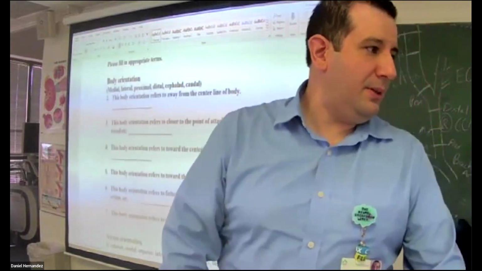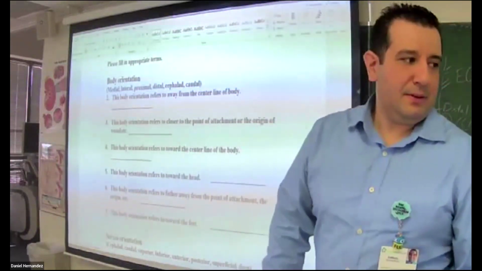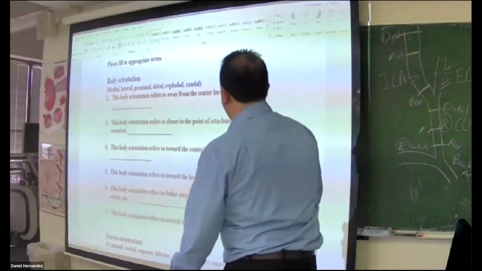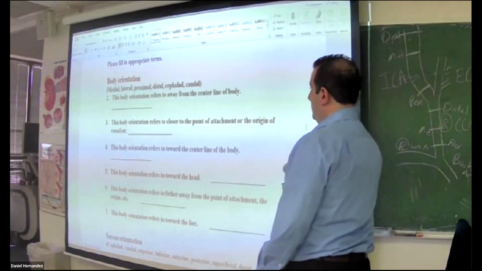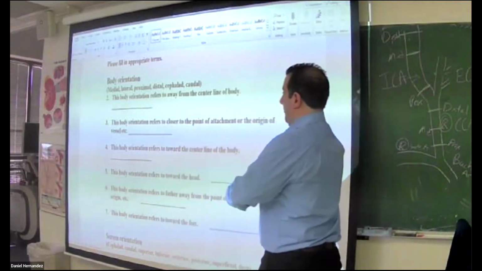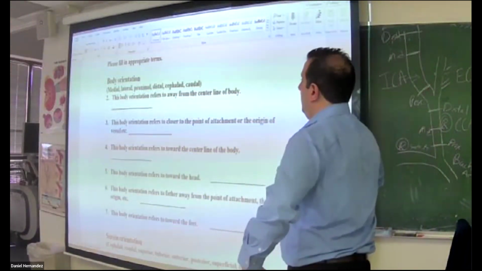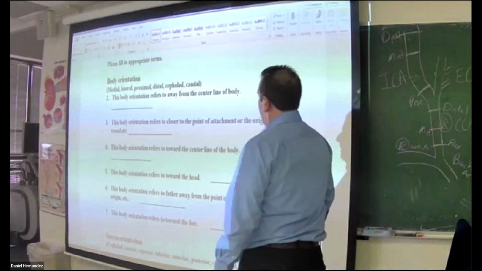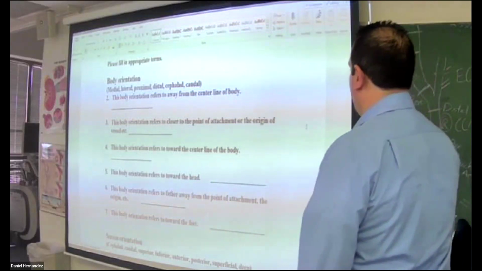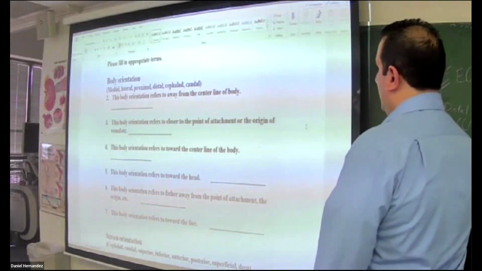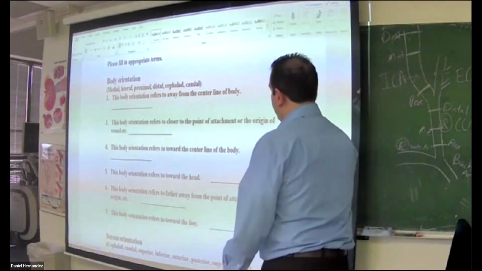And some more body orientations. This body orientation refers to away from the center line, the midline of the body. So this would be lateral. Anything that's away from that center is referred to as being lateral. The body orientation that refers to closer to the point of attachment or origin of the vessel could be proximal.